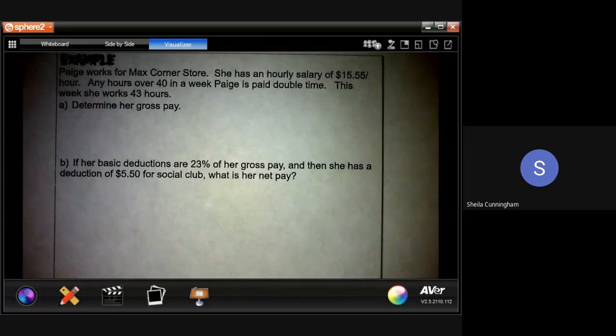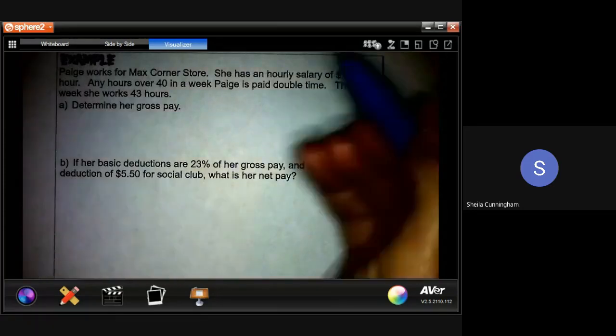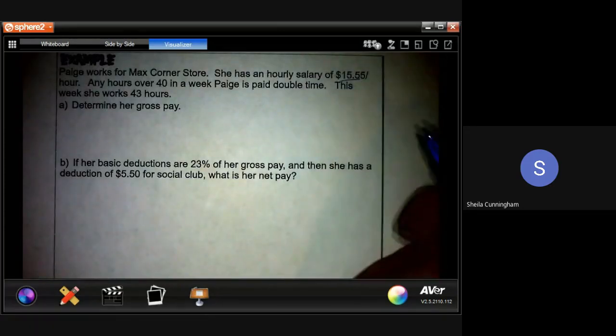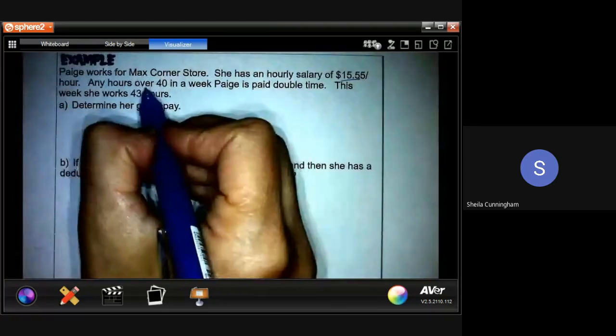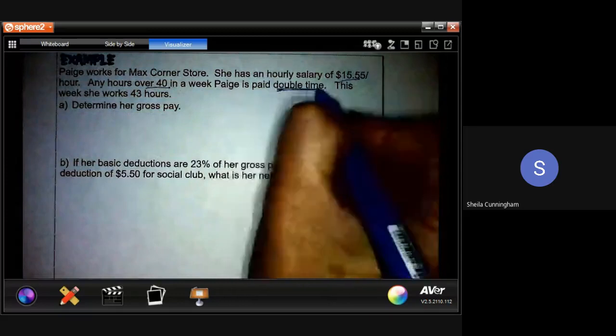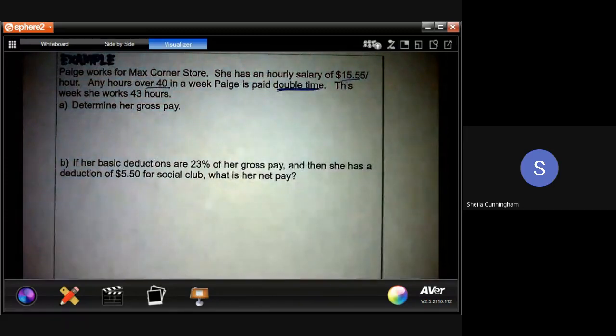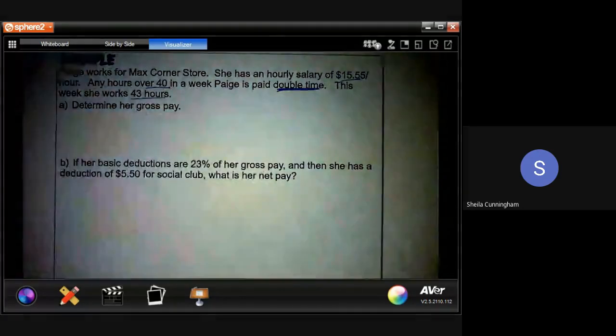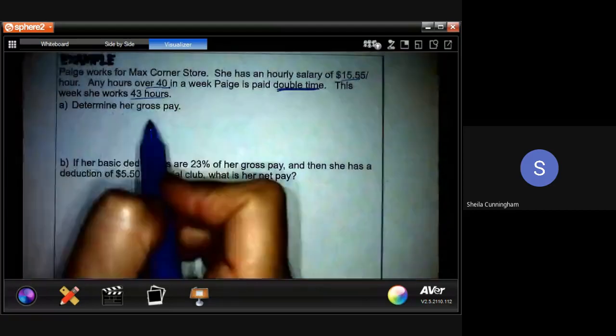Paige works for Mac's Corner Store. She has an hourly salary of $15.55 per hour, and any hours over 40 in a week she's paid double time. So double time, she's timesing her hourly rate by 2. This week, she works 43 hours, and we have to determine what her gross pay is.